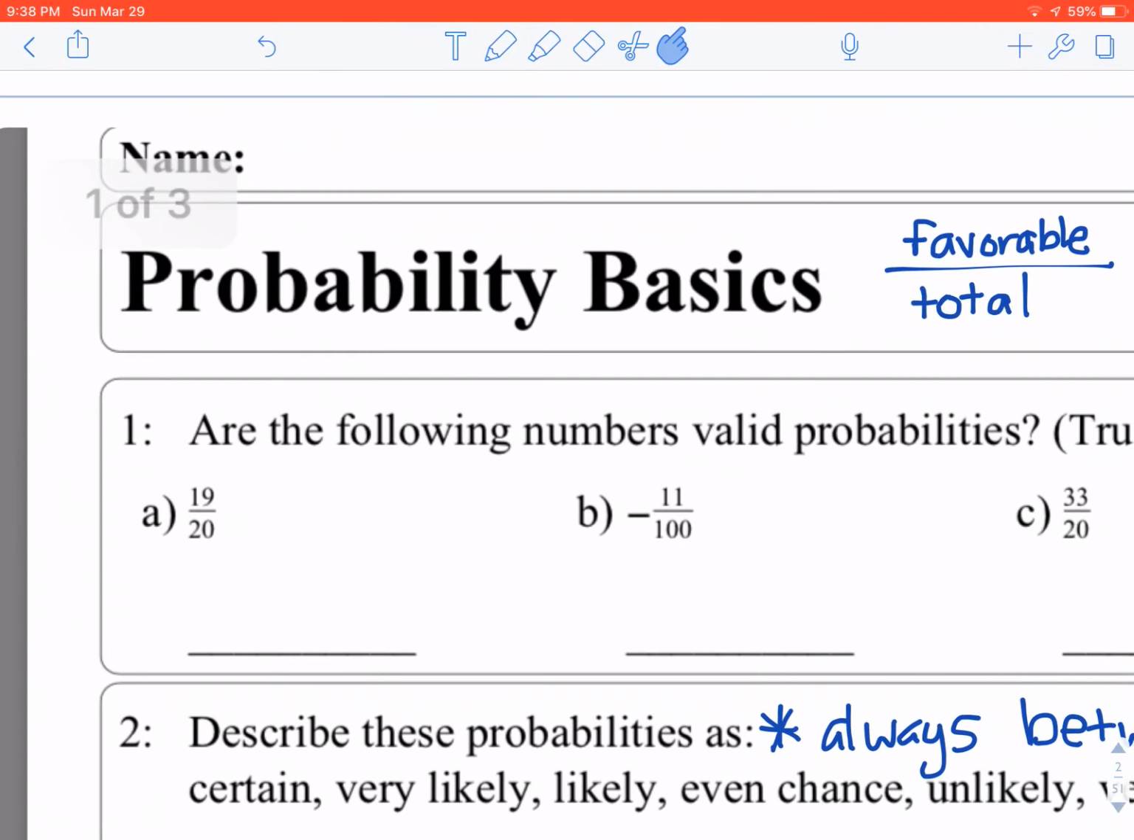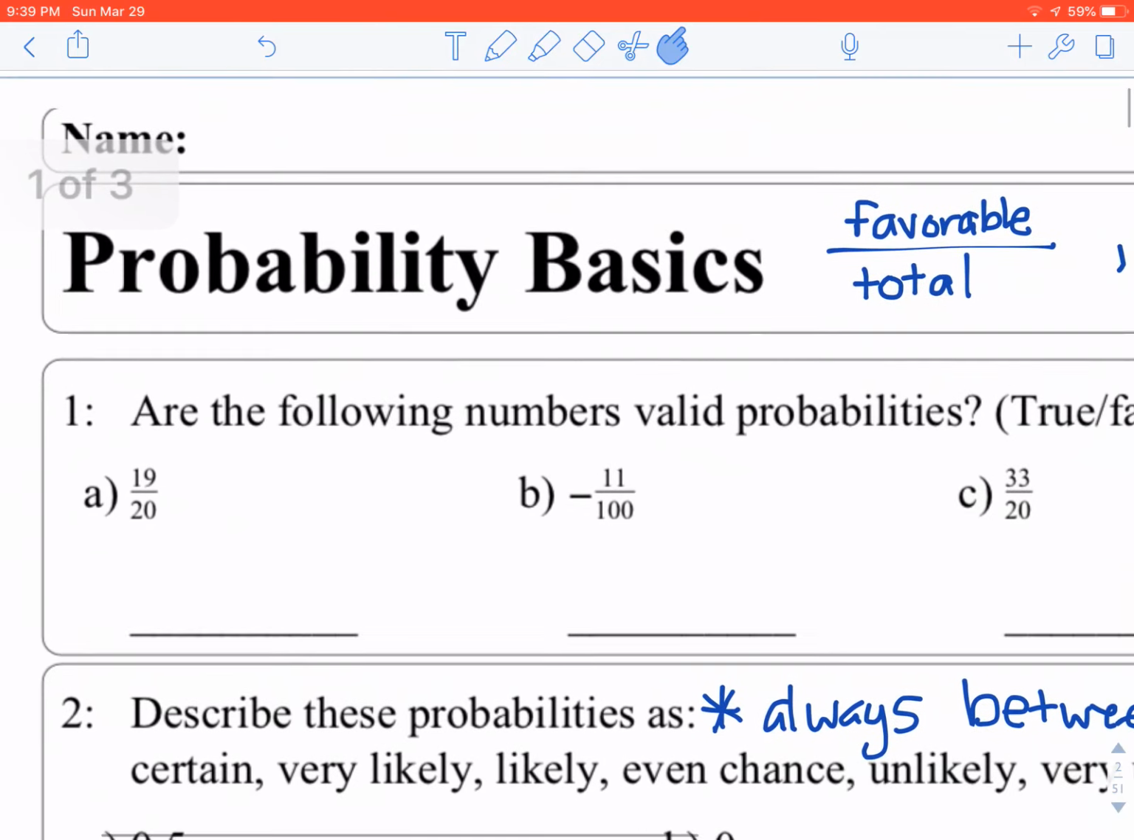Today's lesson just focuses on an introduction. Your homework will look similar, so again, make sure you're taking good notes. That will help you with your assignment.